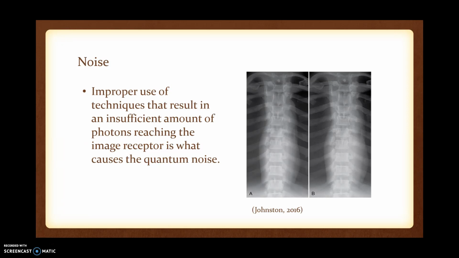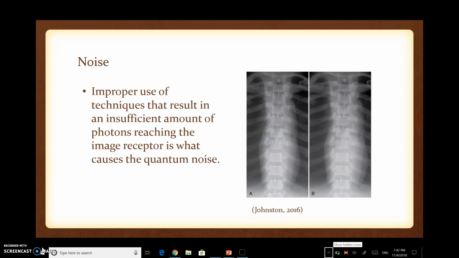Now noise, as I mentioned before, involves photons that are too weak to pass through the body and reach the image receptor. So when that happens, as you can see right here to the left, this is an optimal image, while to the right you can see that's a little hazy. That's because the improper technique was used and there were too many photons that didn't reach the image receptor. And that's what we call quantum noise, the haziness and actually a little bit of graininess that I've mentioned.